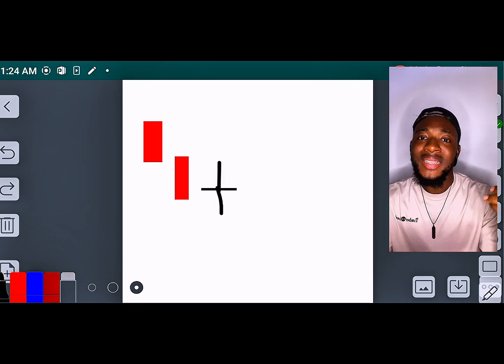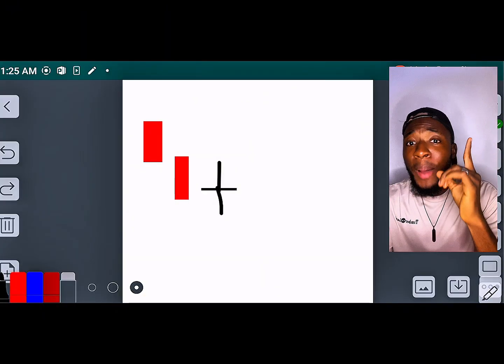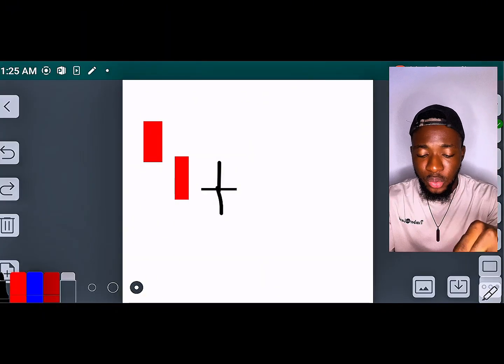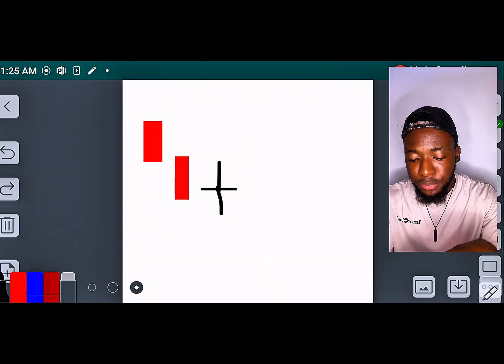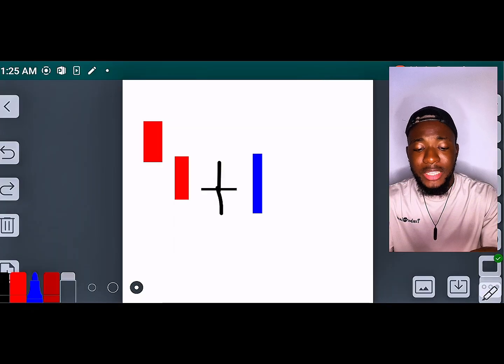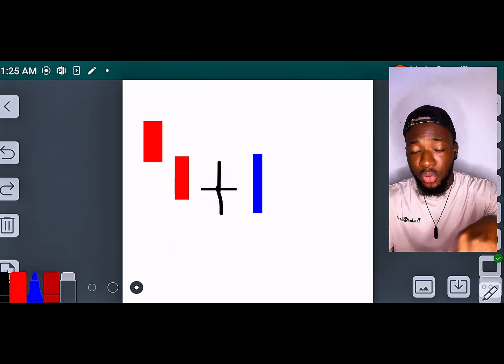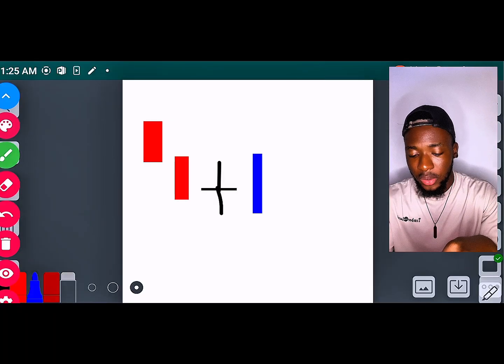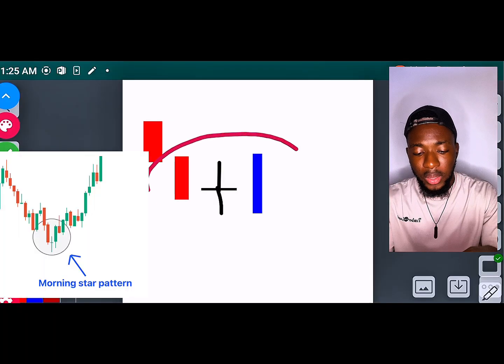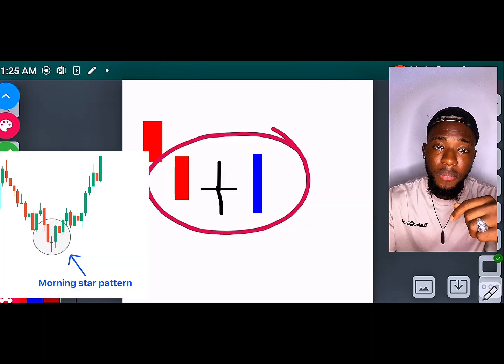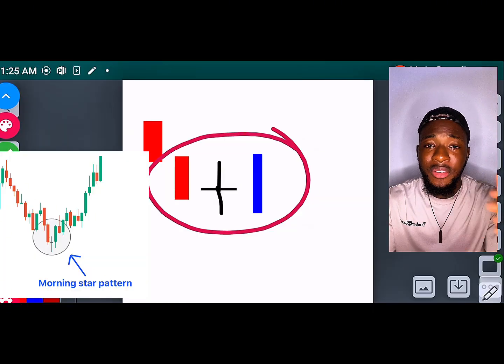It's telling you that now the buyers are actually gaining more momentum. But what happens next is determined by the next candle. Meaning if the next candle is bullish, the market might actually start going up. Now, this three-candle pattern you see here is what they call, I think, the morning star. The reverse of it is the evening star.